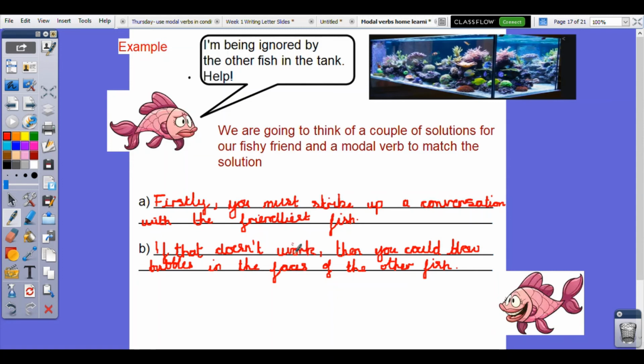I wonder if you could think of a third solution using a different modal verb. Just have a think to yourself. You can write it down if you want to, but you don't have to. But have a think now. Is there another solution you can think of with a different modal verb?